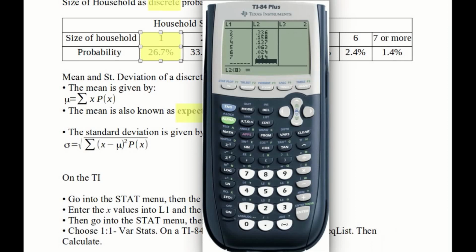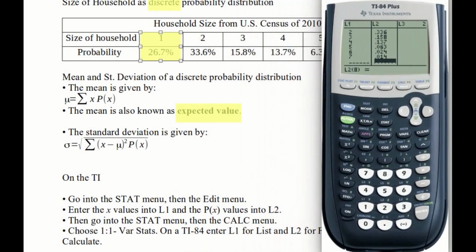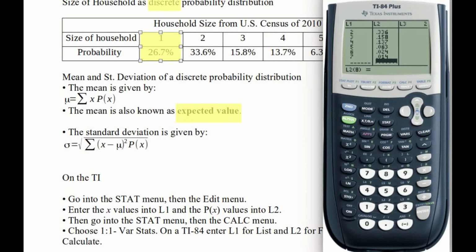0.014. And I'm going to enter that. I've now loaded that into my calculator. This is the first time we've done this, and this is something that we will do many times. So we just completed that second step where we loaded the x values, the random variables, into L1, and we loaded the probability of each of those random variables into L2.